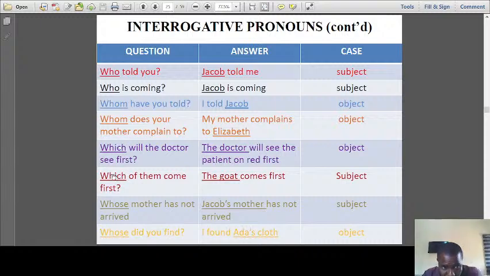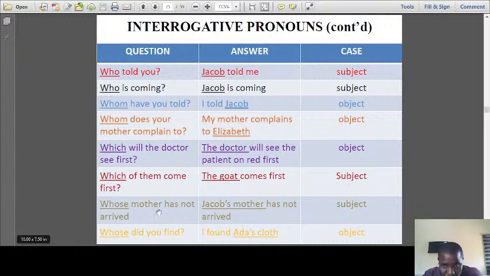But we can still use which for subject. Which of the code come first? The code. Which of them come first? The code come first. You see, which of them come first? It is the code, and the code is in subject position. That's why I said which can be used for both object and subject.